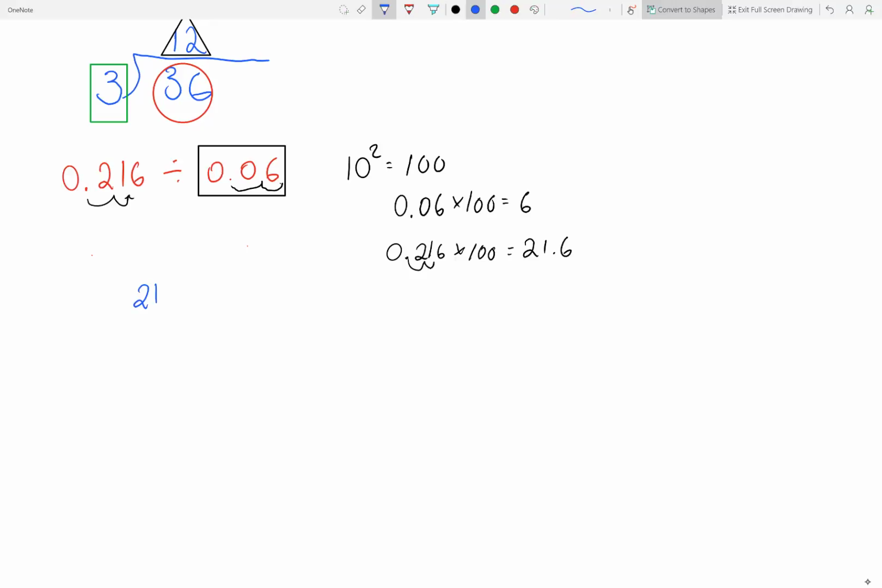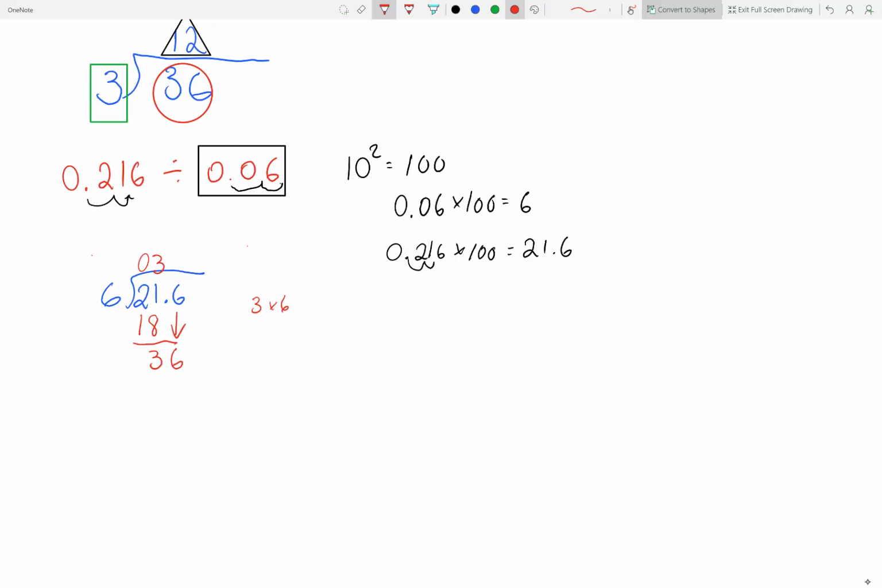21 and 6/10 divided by 6. Then we solve the problem the same way we would do a normal long division problem. How many 6s go into 2? 0. How many 6s go into 21? 3. 3 times 6 is 18. 21 take away 18 is 3. Bring down the 6.